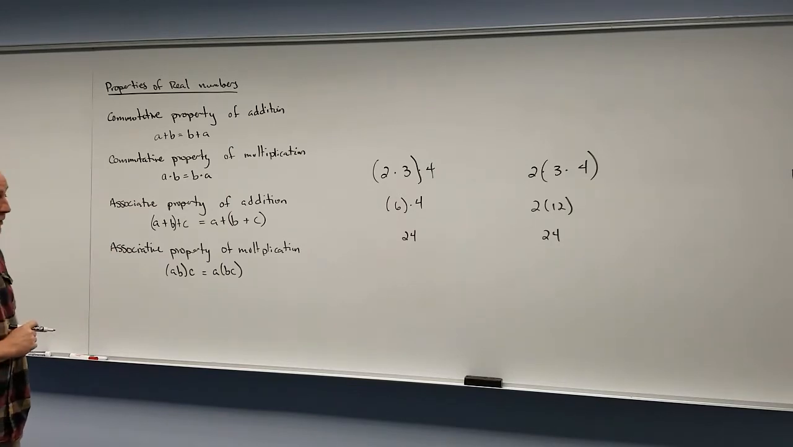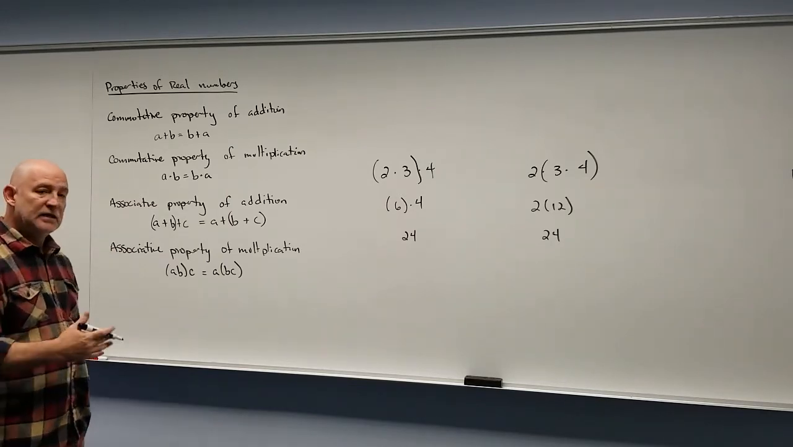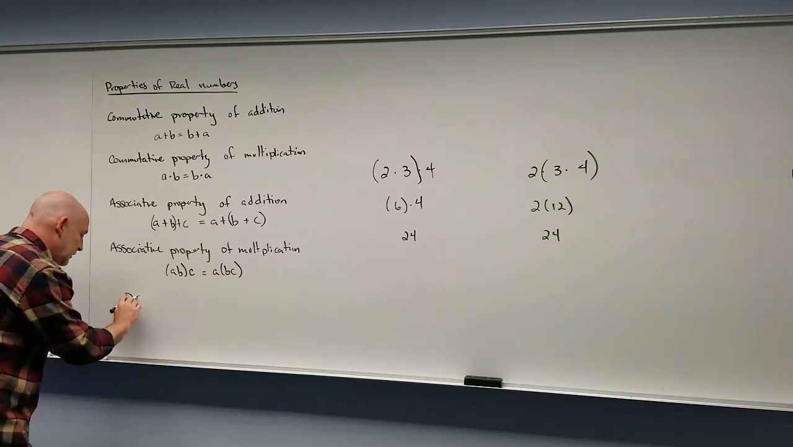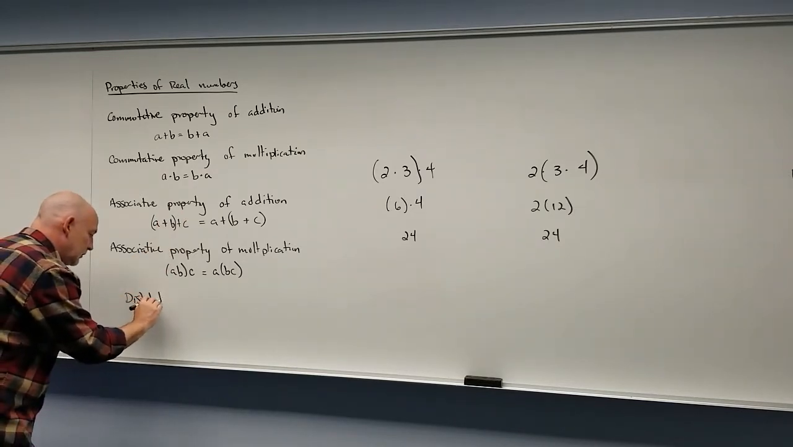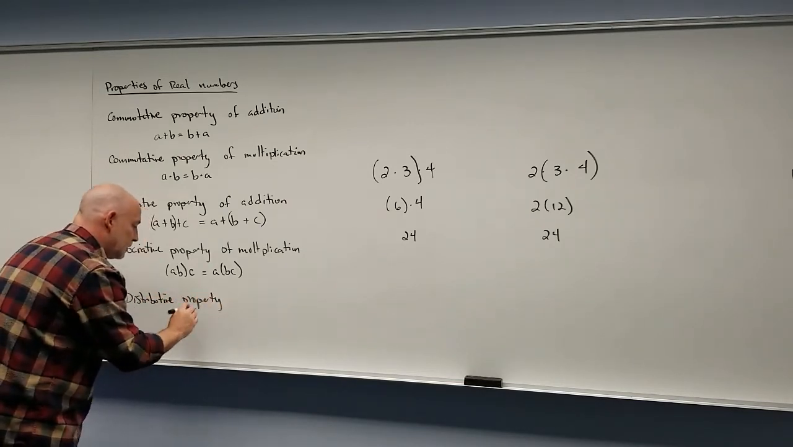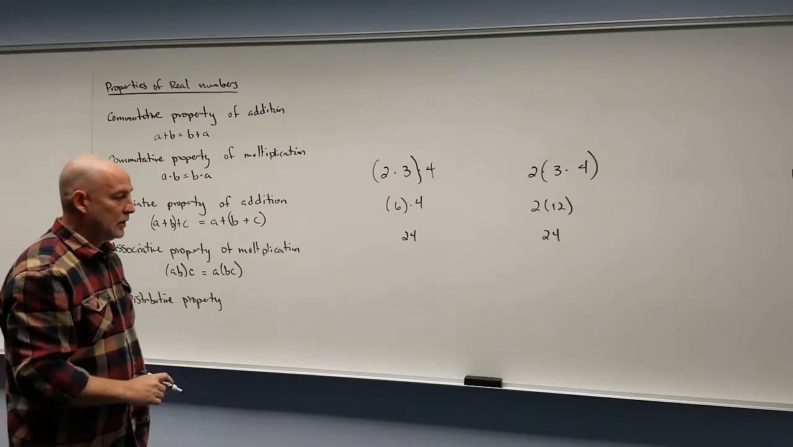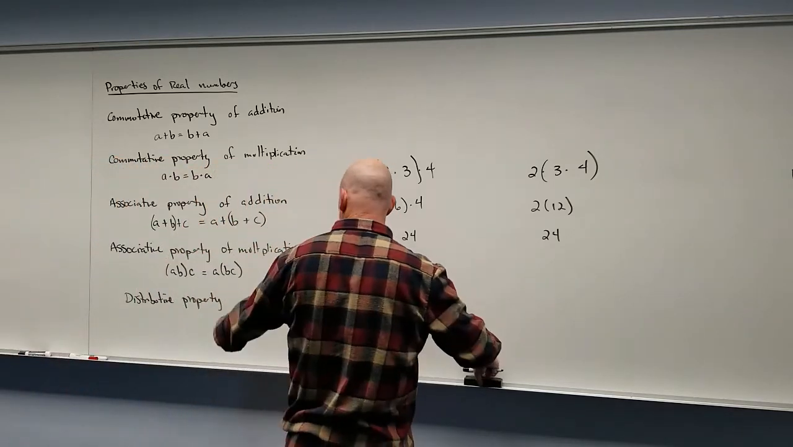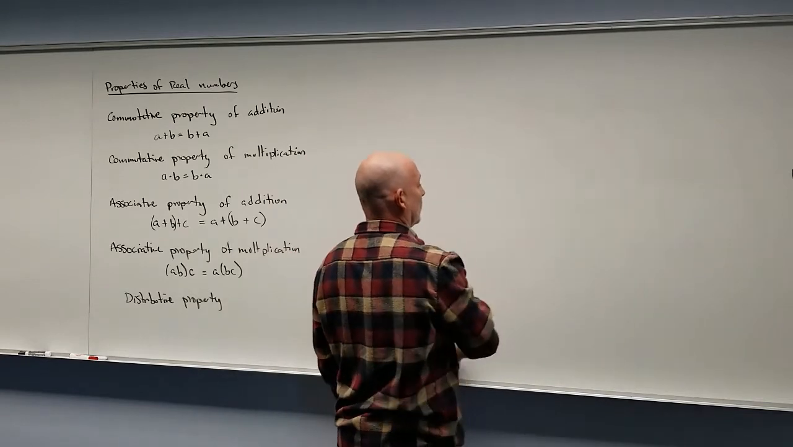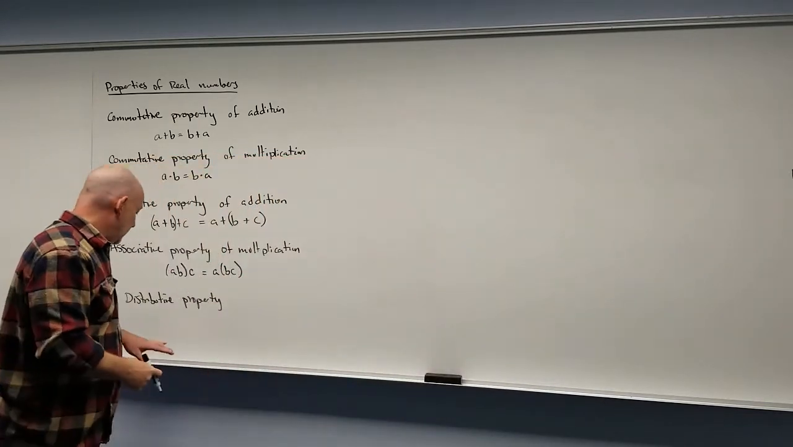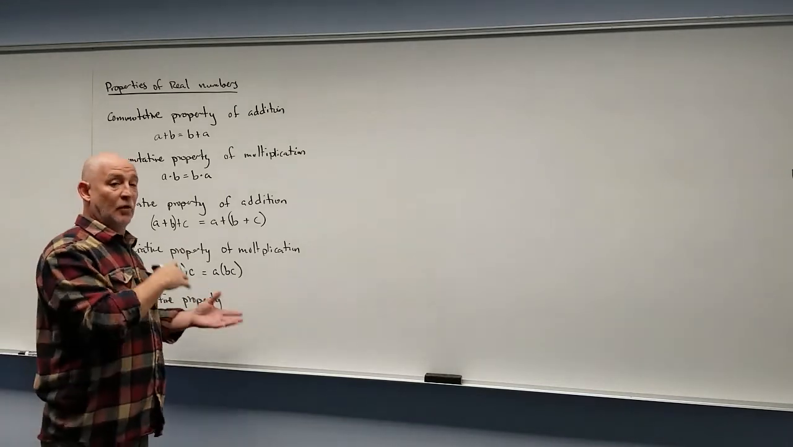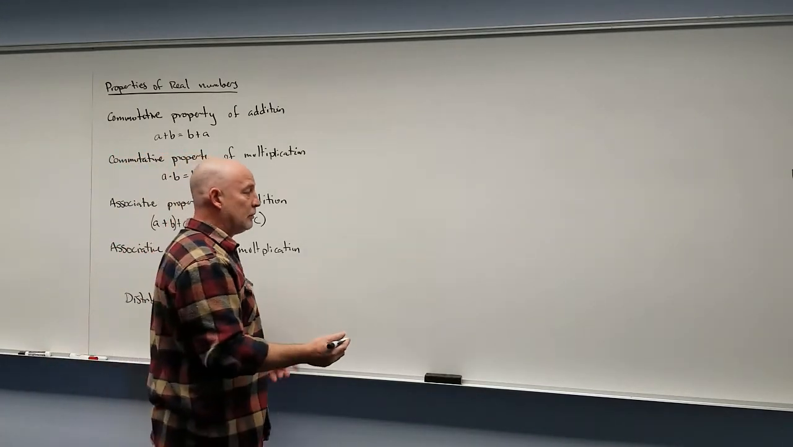All right, one more property here, and this one's kind of the one that stands out on its own. It really doesn't kind of fit the flow here. This is called the distributive property. Notice that this one's not going to have of addition or multiplication or subtraction or division. It's just called the distributive property. Technically, this is called the distributive property of multiplication across addition, but we don't write all that.